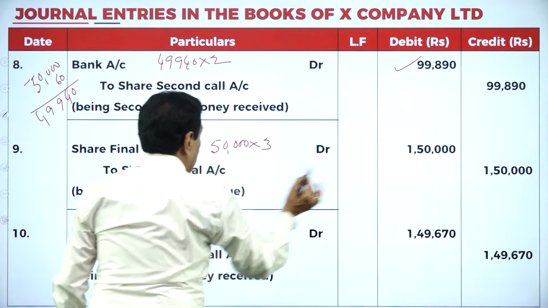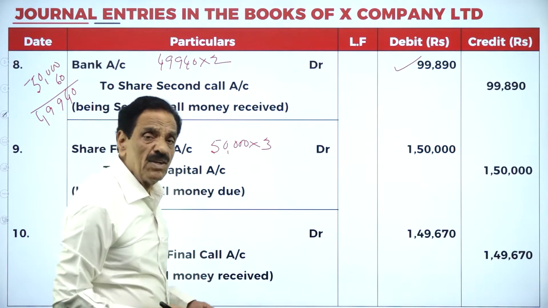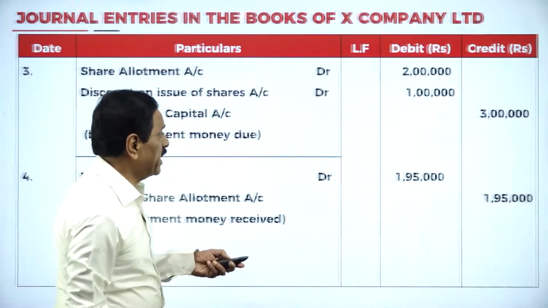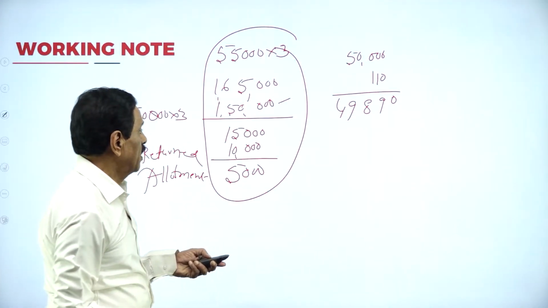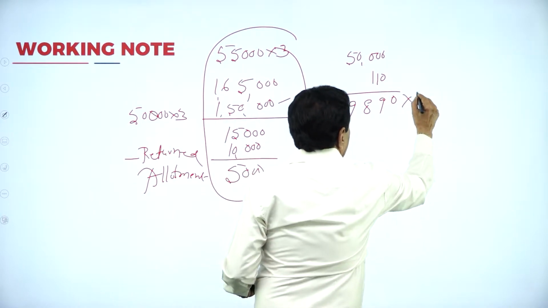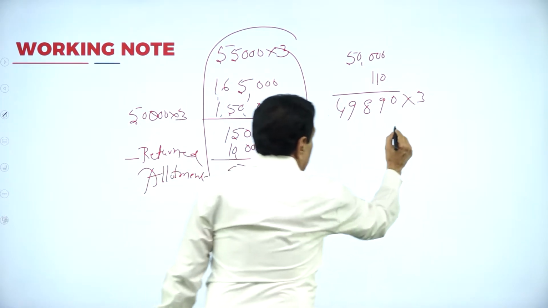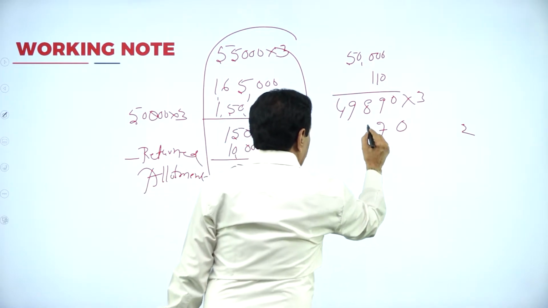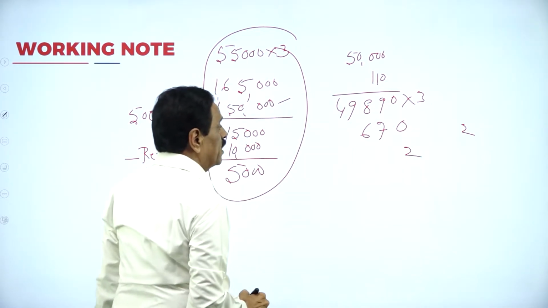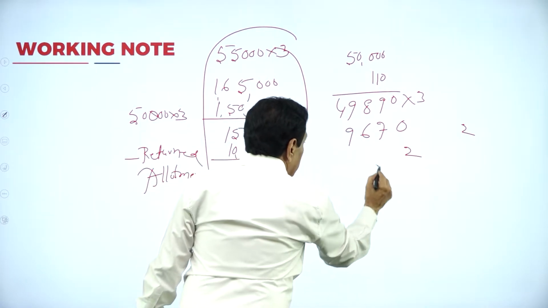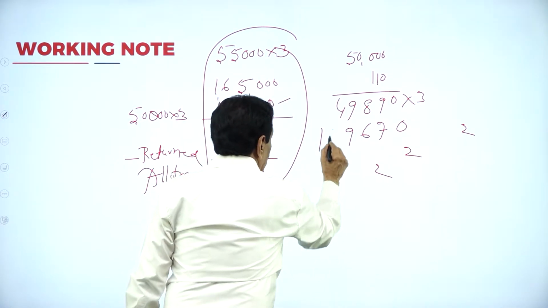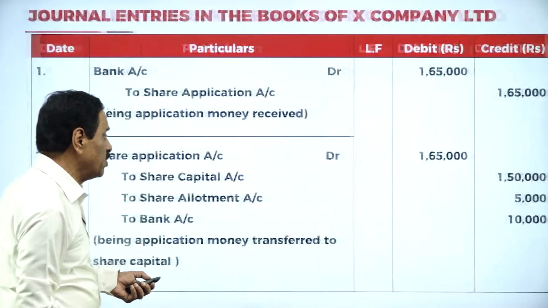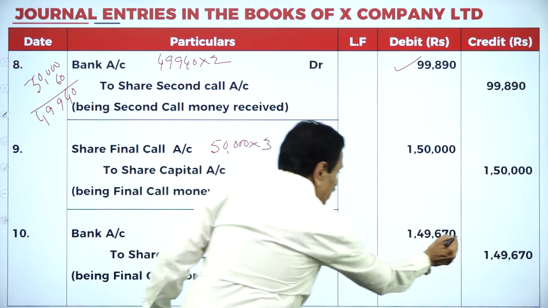Share final call account debit. At what rate do you have to receive? 3 rupees. I will show in the working note. Into 3: 3 0; 3 9s are 27; 3 8s are 24 plus 2, 26; 3 9s are 27 plus 2, 29; 3 4s are 12 plus 2, 1. So you are going to receive 1,49,670. See that? This amount.